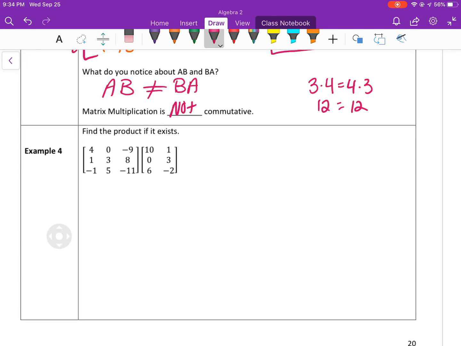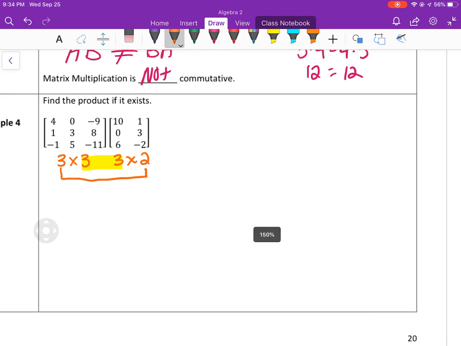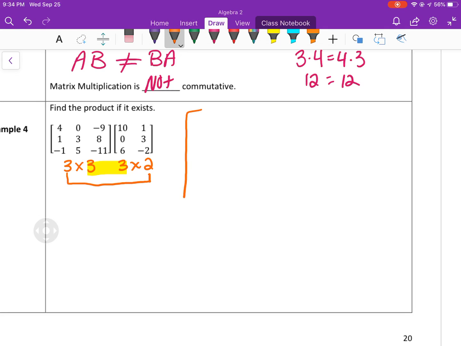All right, let's keep going here. Let's try this one. Find the product if it exists. The first matrix here is a 3 by 3 matrix, and the one to the right is a 3 by 2 matrix. Since my middle dimensions are equal, I can find the product, and my answer will be a 3 by 2 matrix. So I would have row 1, row 2, row 3, and then column 1 and column 2 in my answer.